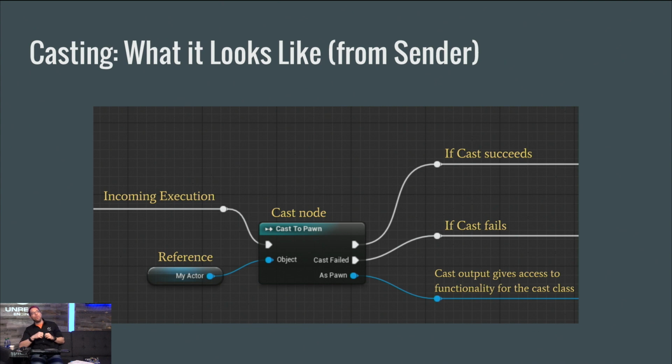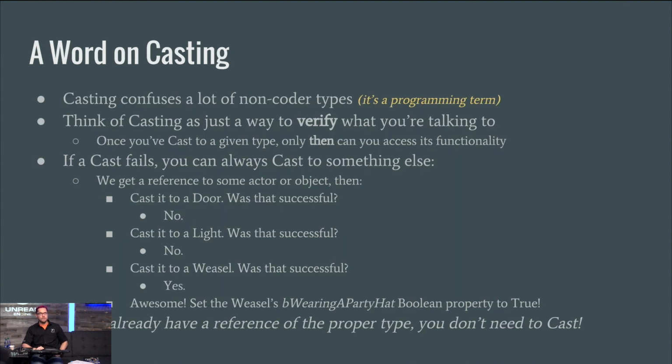Now here's generally what casting looks like from the sender's perspective. You'll have an incoming execution wire. It's going to hit the cast node. Here's your reference. This reference variable could be populated from anything. Like, for example, it could have been populated because of some overlap further up the chain. And then we have a wire that goes out if the cast succeeds, and one that goes out if it fails. And then here is the data wire, which is going to give us access to the functionality for whatever it is we cast to. And we're going to see this live here in just a couple of minutes.